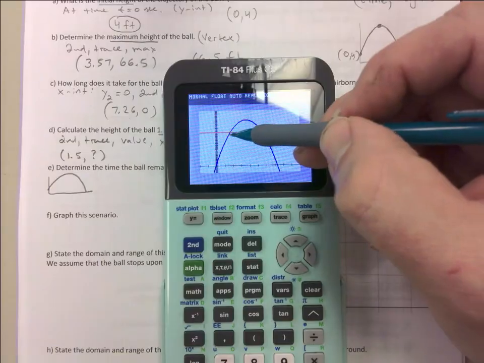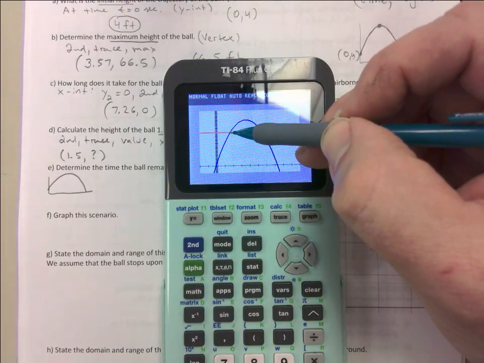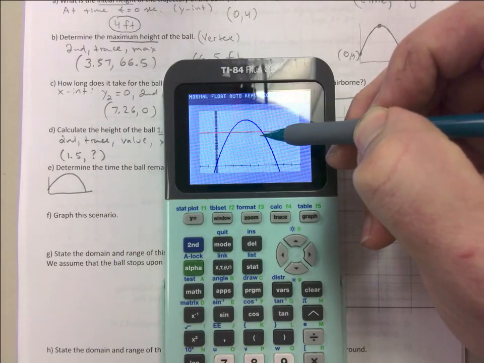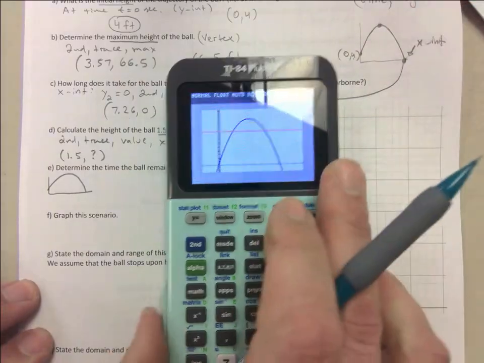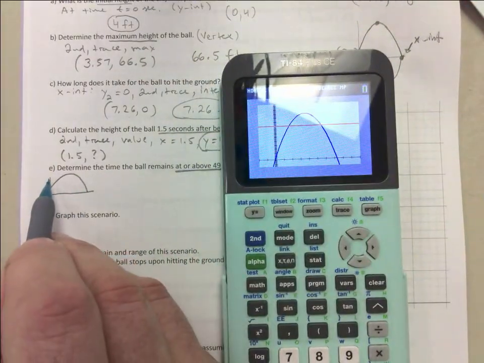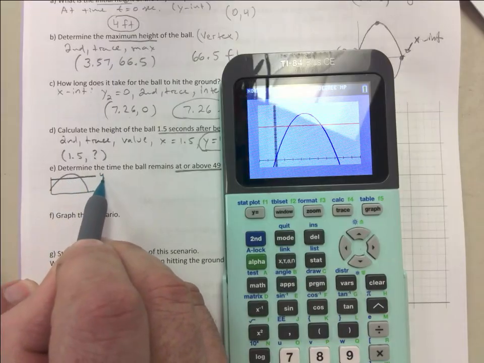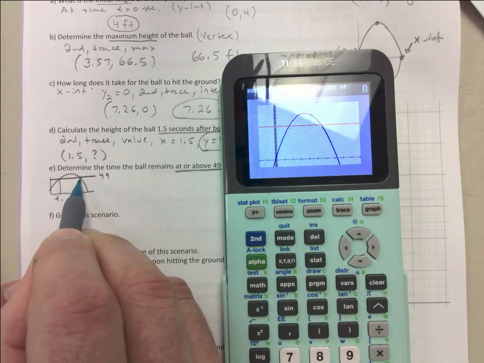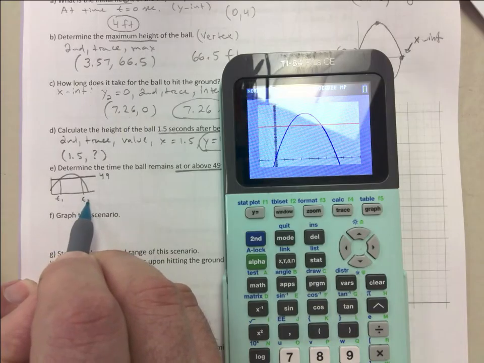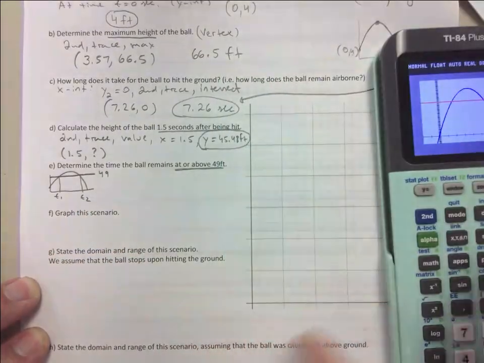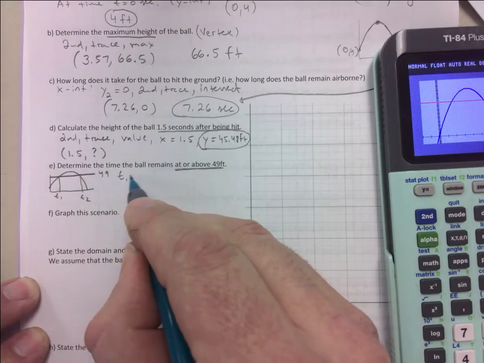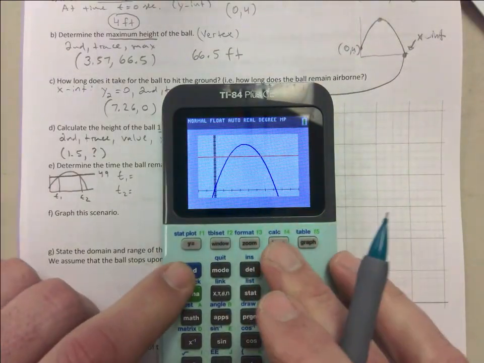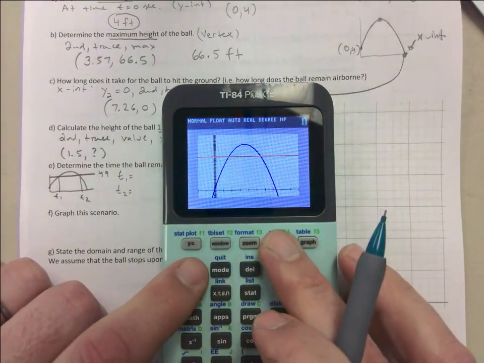So we're going to figure out this first intersection, write down the time, and then find the second intersection, find that time, and then subtract them. So graph the 49 line right here. This is time 1. This is time 2. I'm going to write down my time 1 and time 2 on the side here. So what do we do to find the intersection?